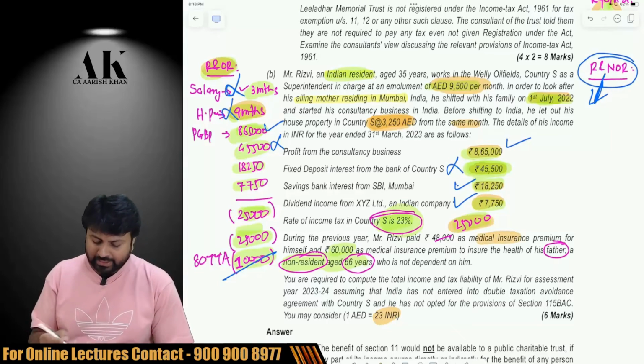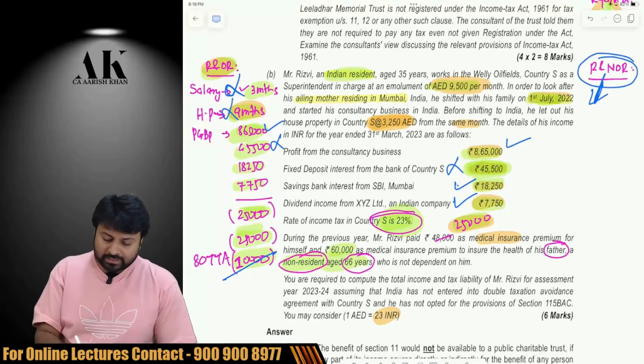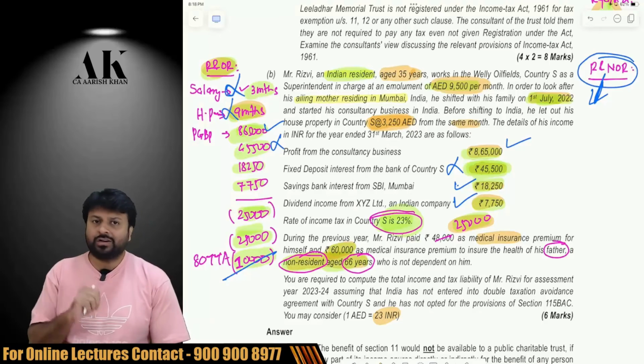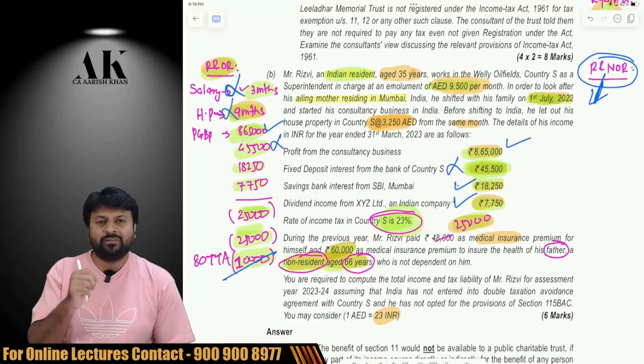25,000 mediclaim you will take under 80D for himself because he is not a senior citizen, and for his parent also he will take only 25,000 because his parent is non-resident. If the parent would have been resident, he would have taken 50,000 rupees. Because the parent is non-resident, he will get only 25,000 rupees.